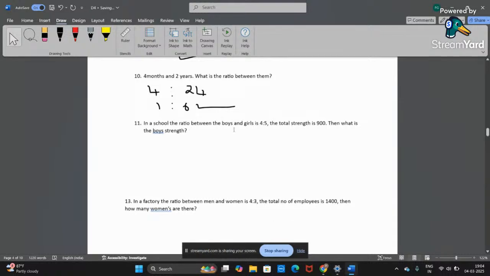In a school, the ratio between the boys and girls is 4 is to 5. The total strength is 900. Then what is the boys' strength? To find this, what do we have to do? We have to add the ratio. 4 plus 5, we have to add the ratio. 4 plus 5 is 9. Then we have to divide the total strength by 9.